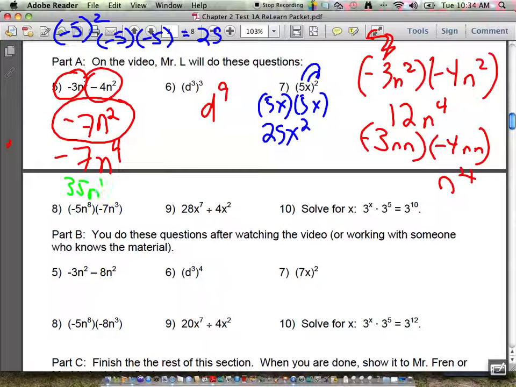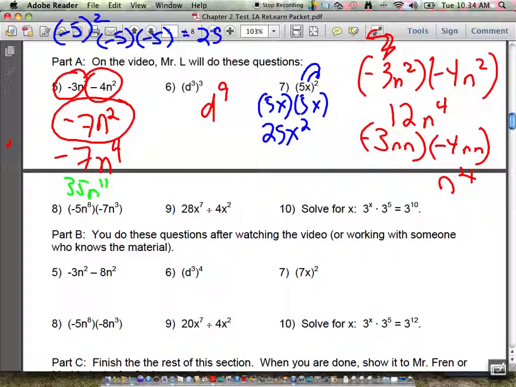35. You keep saying n11. You should say n to the 11th. Okay? Right, I know it's a picky detail, but we want to be able to say it in a way that we express it the way other people would understand what we're saying. And if I say 35n11, that doesn't sound like the 11's an exponent. But if we say 35n to the 11th, that's what we're looking for. Okay?